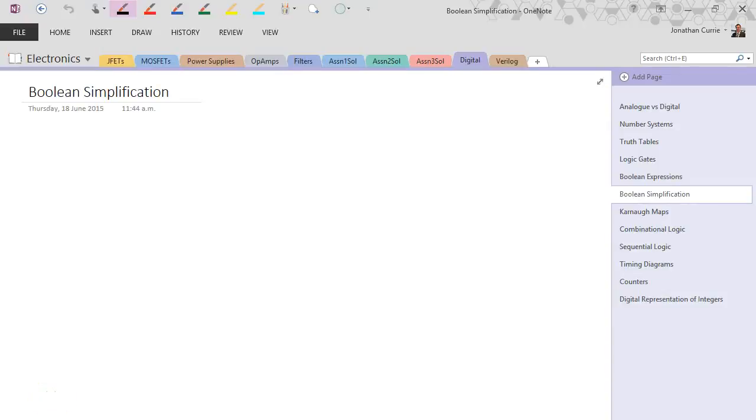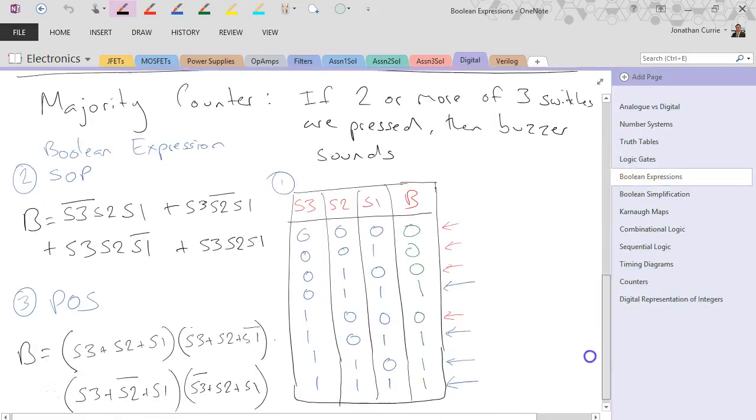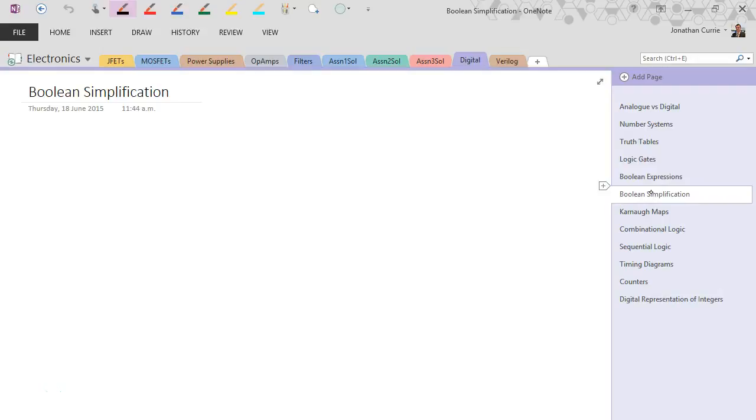In this video we're going to be looking at how we can simplify the Boolean algebra expressions that we were generating in the previous video. Boolean simplifications are all based on a whole series of rules which you're just going to have to remember. But they can do pretty cool things like take this expression and prove that that is the same as this.